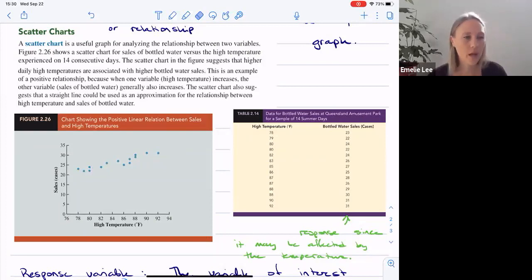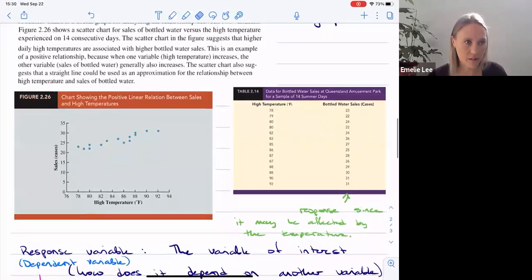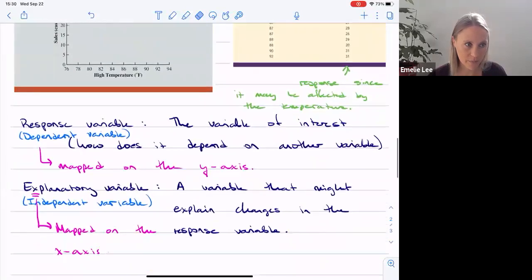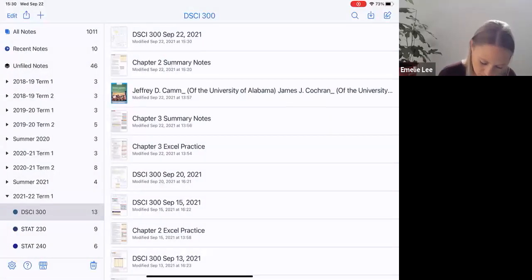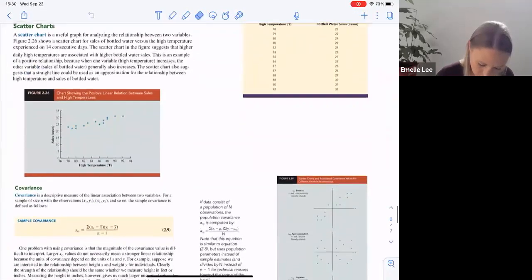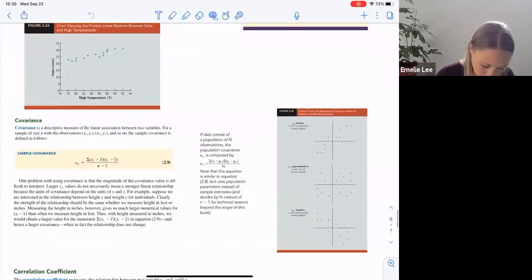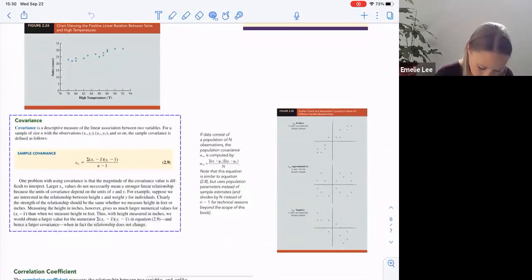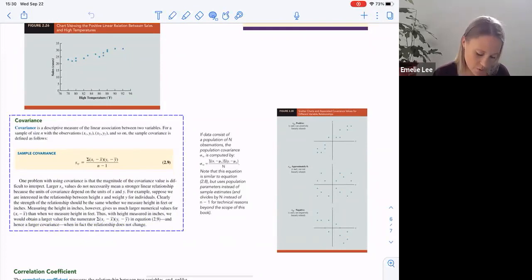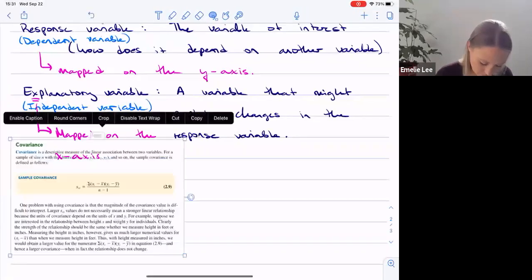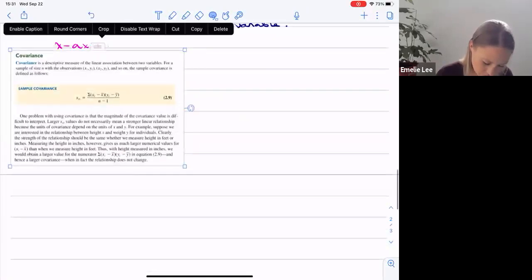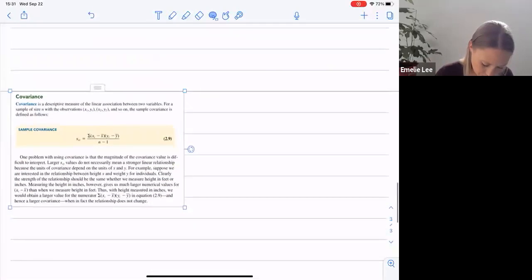Okay. Good. Okay. So we can measure the relationship between two variables. Okay.